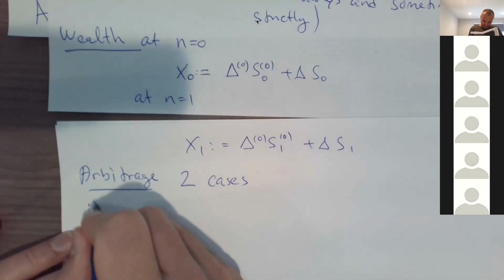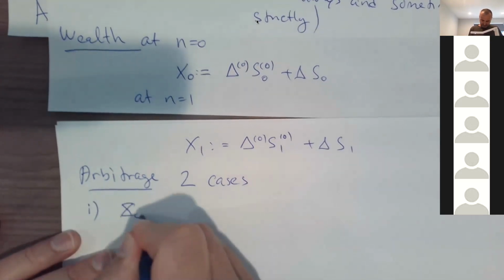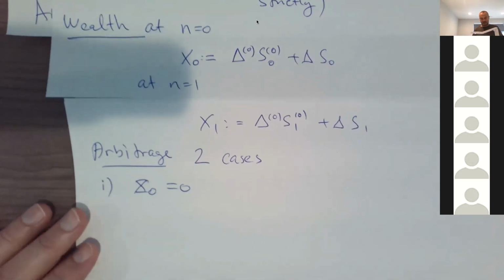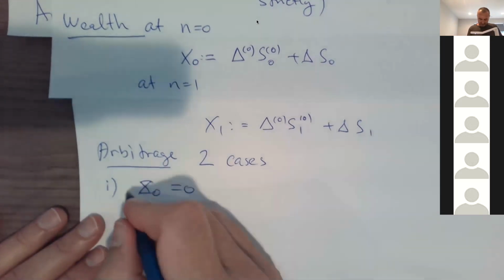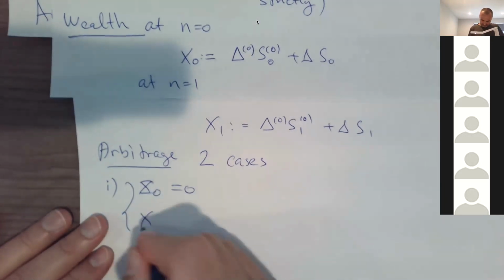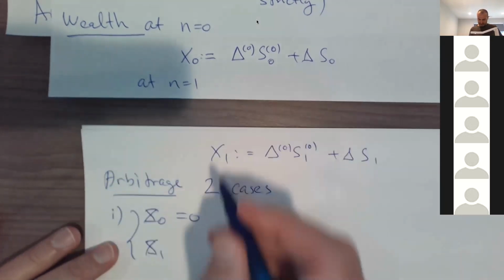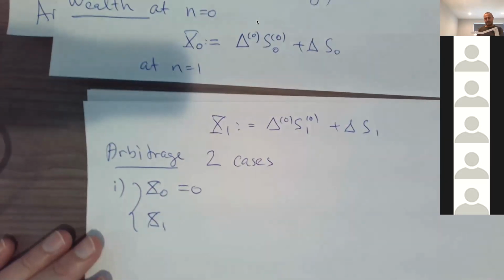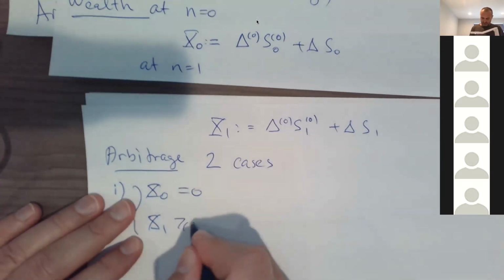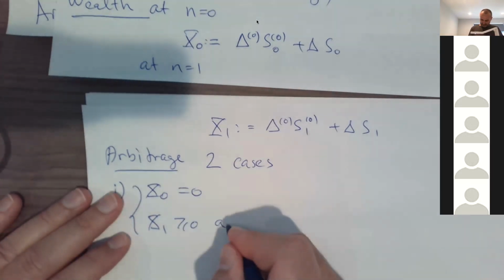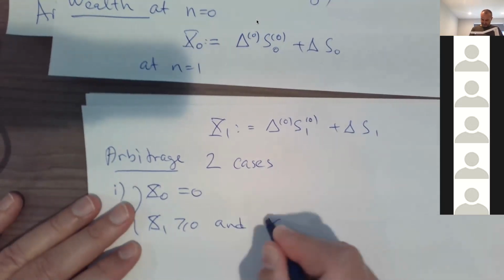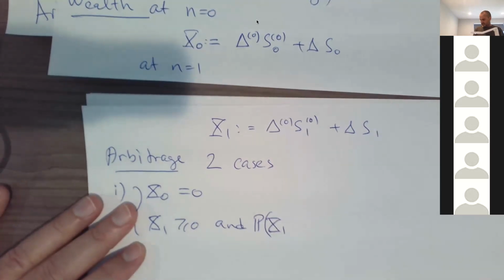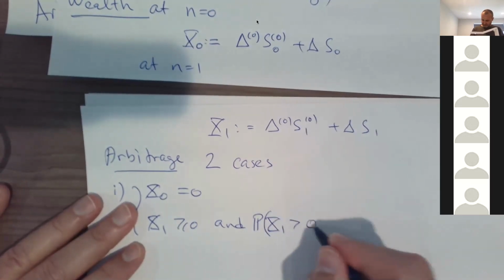So case 1, you start out with nothing. So we had that one. Start out, there's no action, but then in the future, x1, sometimes they become capital X's. So x1, the terminal wealth, the wealth at time 1, is going to be always non-negative and strictly positive. So this is where I'll write the probability now. The probability that x is strictly positive is positive.